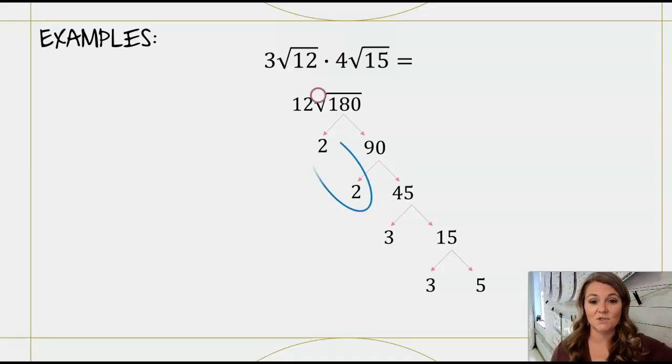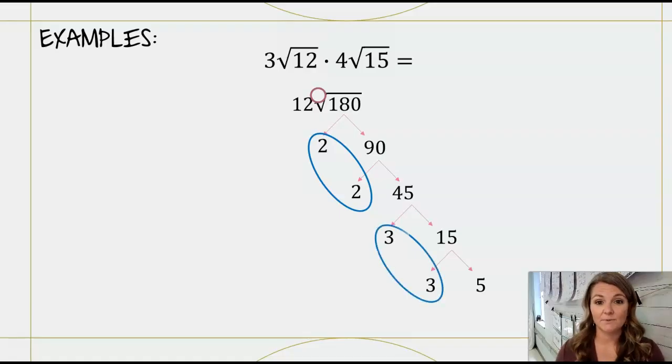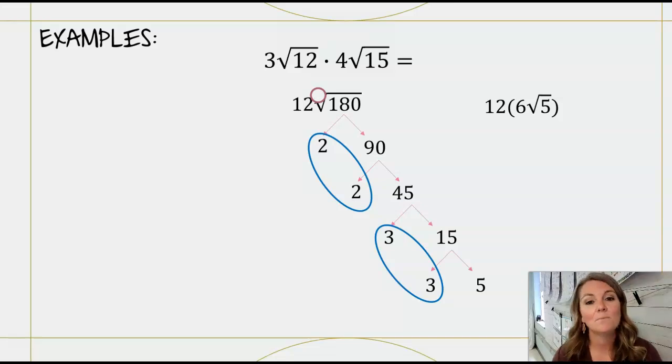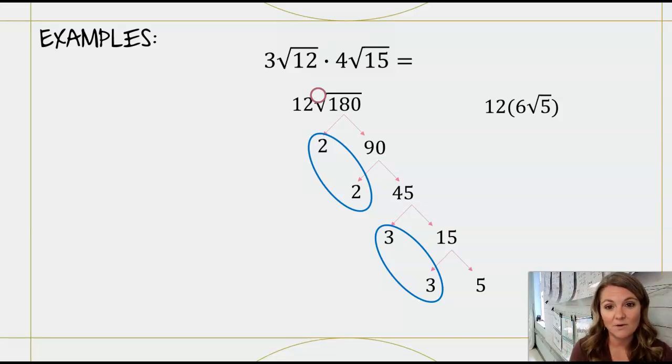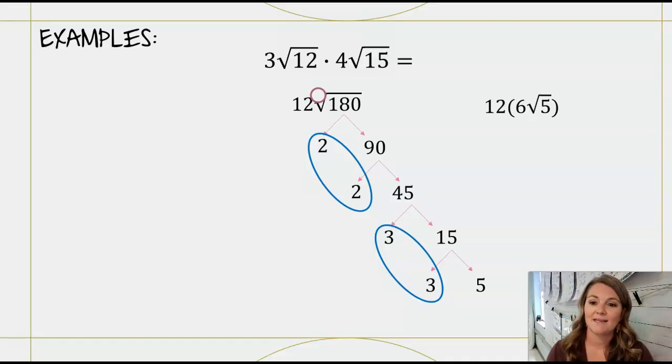My index is 2, so I'm going to circle my doubles. So I have a double 2, and I have a double 3. Those groups go together. So 2 times 3 would give me 6. And then I multiply it by the 12 that was there. So there's the 6, with a leftover 5, multiplying by the 12 that had already been there, and I get that that is 72 times the square root of 5. Does not change my radicand because I simplified it.